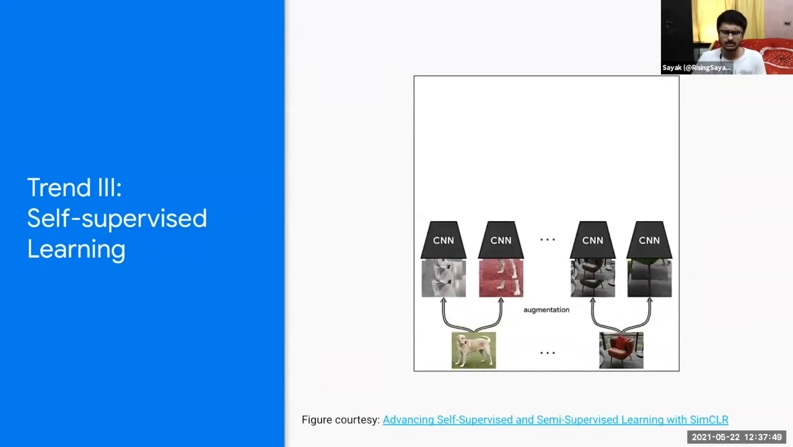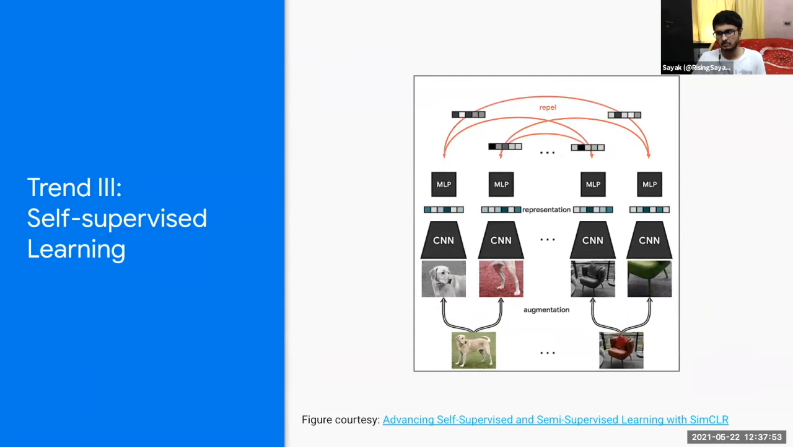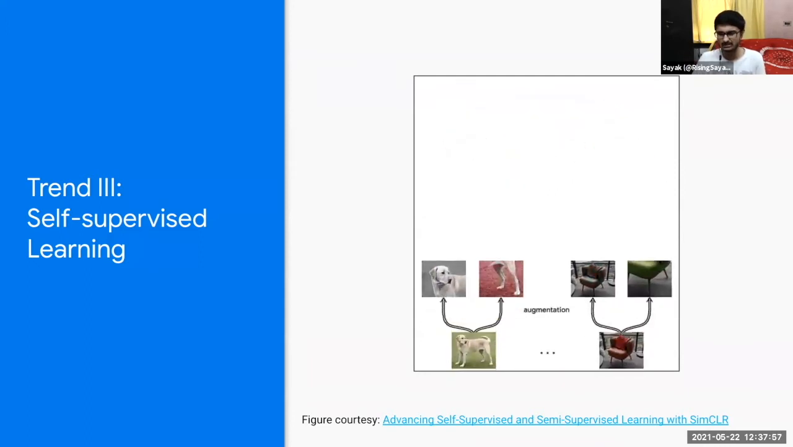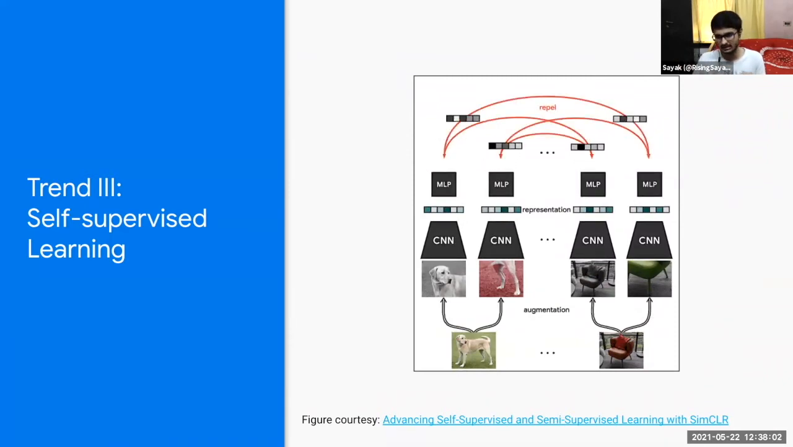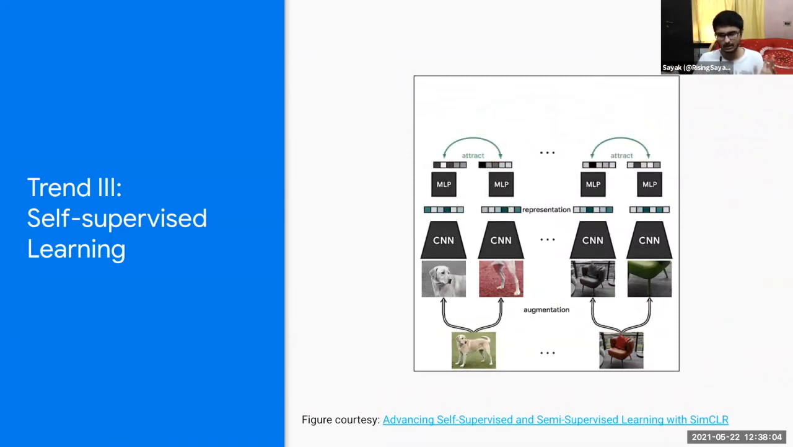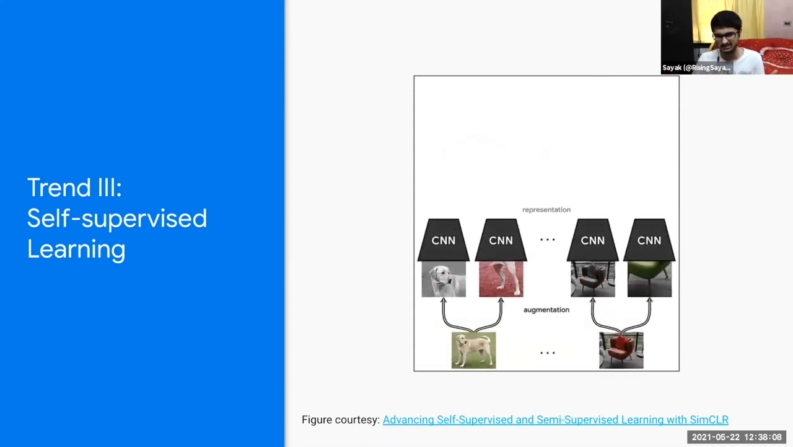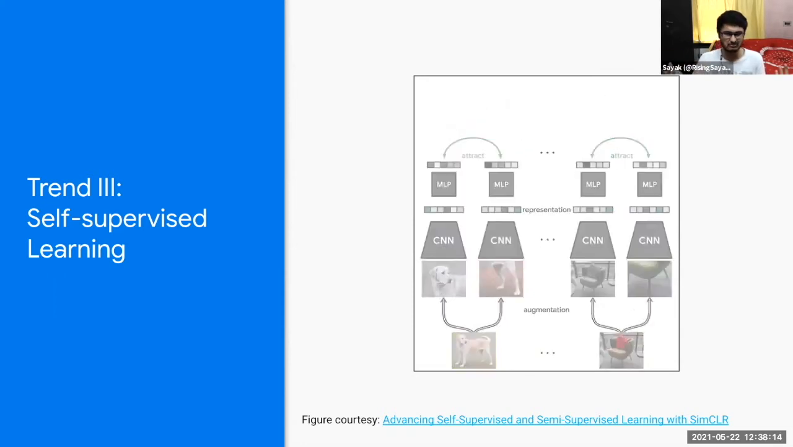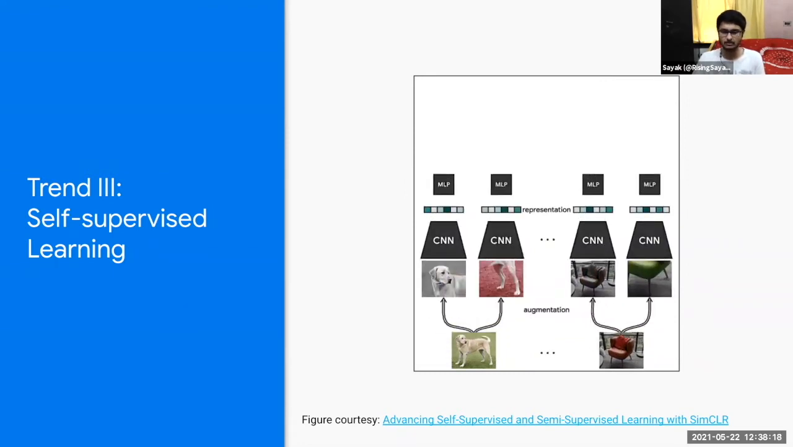And the third trend is self-supervised learning, where you do not make use of any ground truth labels. You make use of pretext tasks, and you take a large chunk of unlabeled data set, and then you ask your model to learn representations in a self-supervised manner. And Yann LeCun has been popularizing this since forever now. So yeah, let's take a look into what self-supervised learning is.